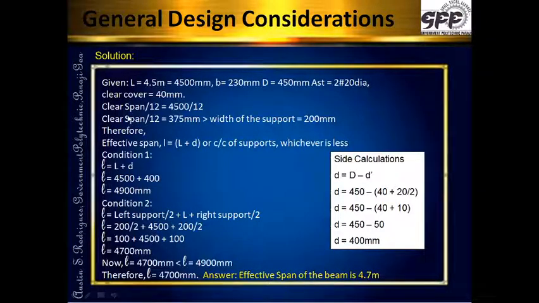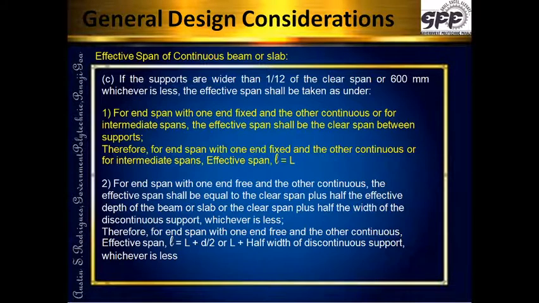If the clear span upon 12 is greater than the width of the support, we refer back to how we calculate for the simply supported beam. Now coming to the further parts, that was about the continuous one. In the continuous one, what if the supports are wider than 1/12 of the clear span? Over here clause C tells us, if the supports are wider than 1/12 of the clear span or 600 mm, whichever is less, the effective span shall be calculated as under. So this means it is any other case other than the previous one.